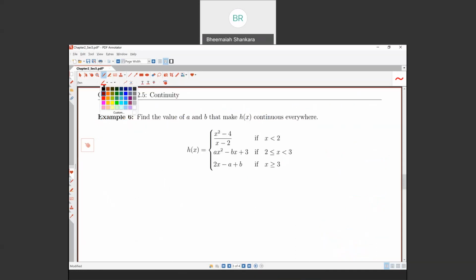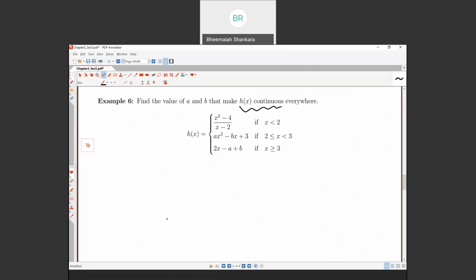In the next example, find the value of a and b such that the function h of x is continuous everywhere. Again, it's been given for you the function is continuous. So with all those continuity definitions and properties, you're going to find the constants a and b. So first let's start with step 1. We want to discuss what happens at the point x equal to 2. We will calculate two different types of limits here. One is the left hand limit. The other one is the right hand limit.